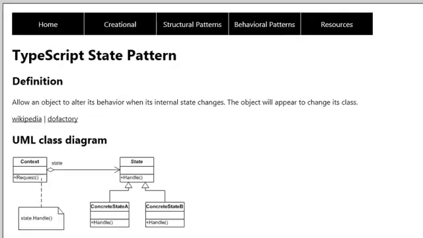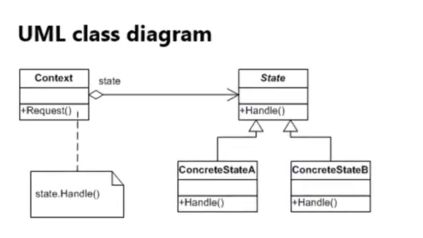So let's have a look at a class diagram. When we look at the UML diagram, we have a context, an object, which has a request method. And instead of handling that request itself, it will forward the request to the current state of the object, and that current state will handle the request.